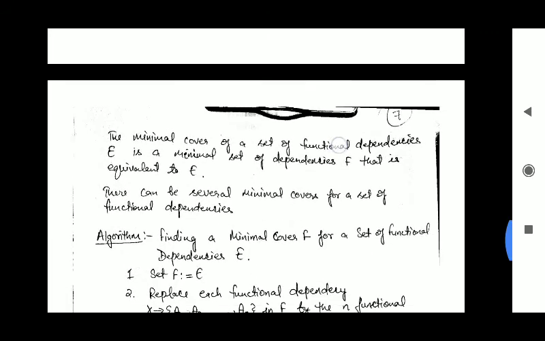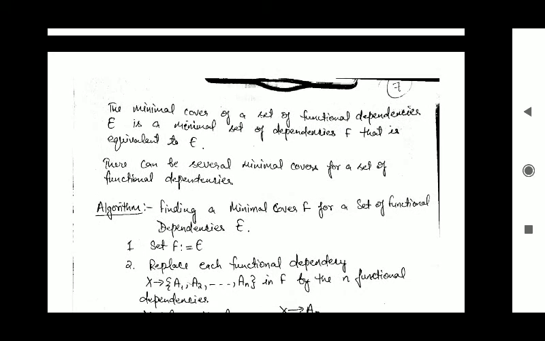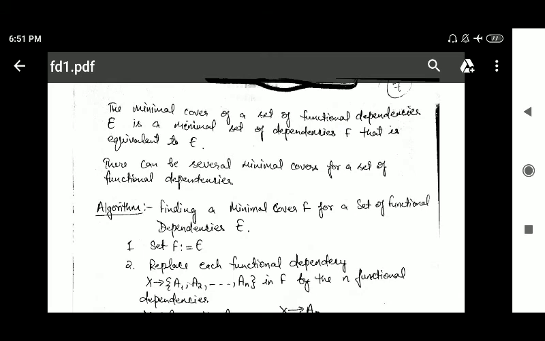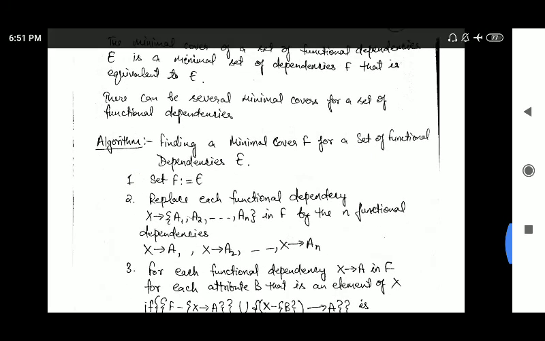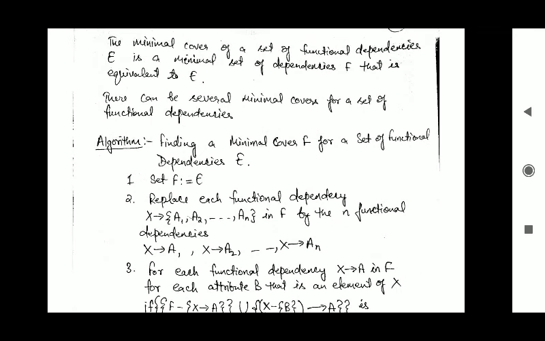Now, here an algorithm is given for finding a minimal cover F for a set of functional dependencies E. The first step is that all the dependencies of set E are passed to the set F. Now the set F contains all the dependencies of set E.